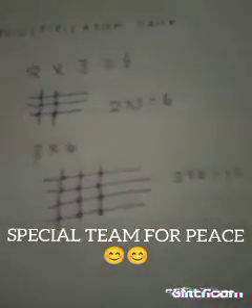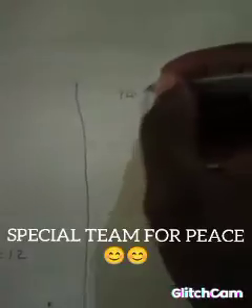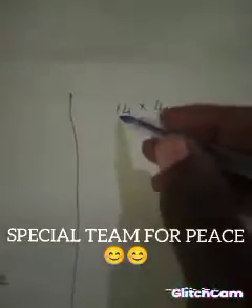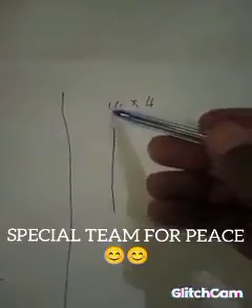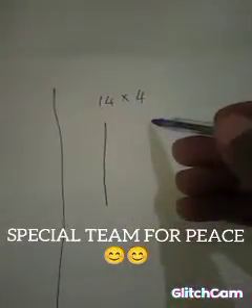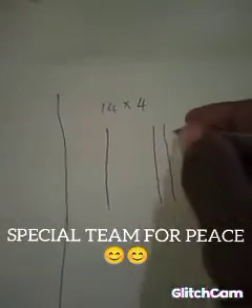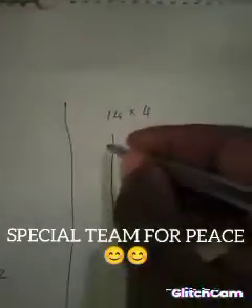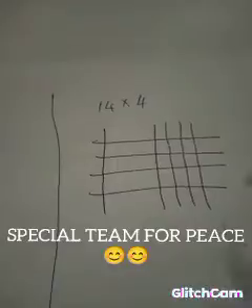These were for single numbers. What if they are single and double numbers? For example, 14 times 4. You draw one vertical line for the 1. Because they are in different place values, you skip some space. Then you draw 4 vertical lines for this 4. Since it is multiplied by 4, you draw 4 horizontal lines. Therefore, 14 times 4 will be given by the points of intersection.